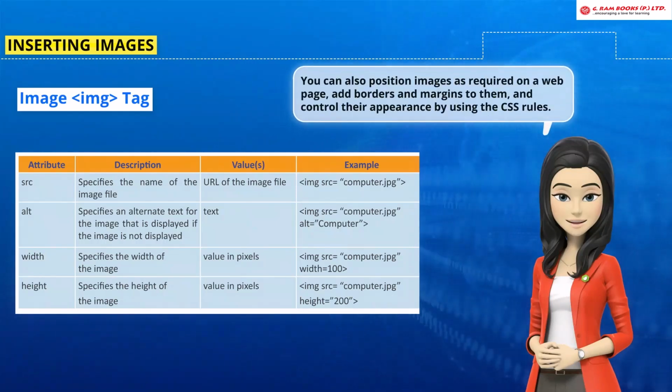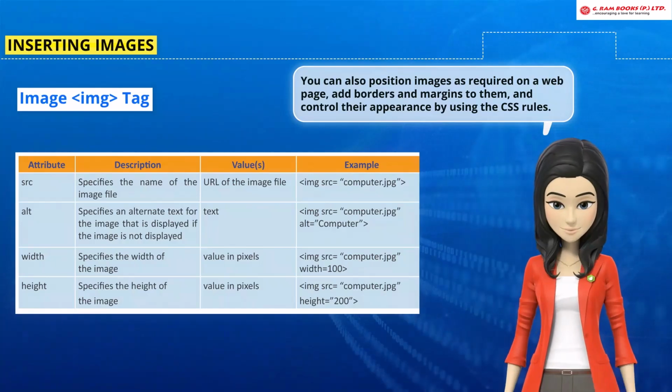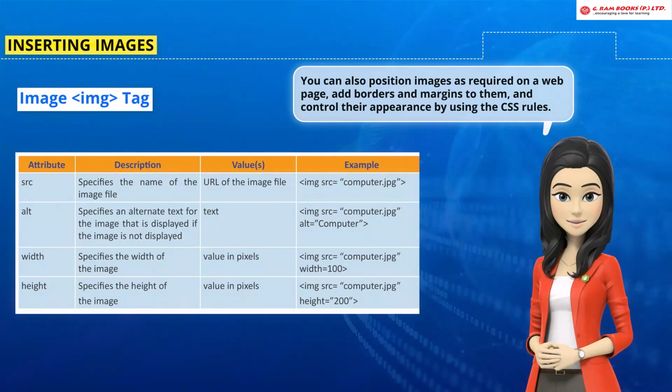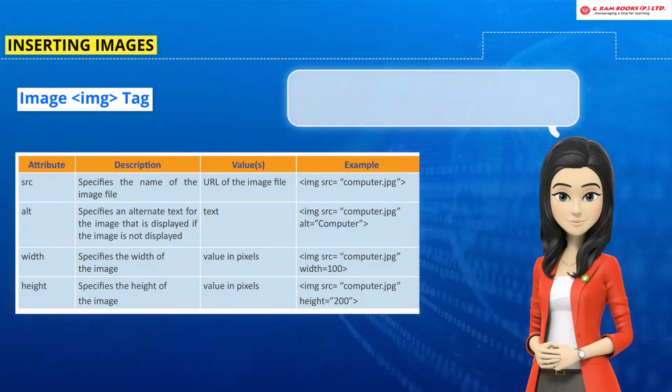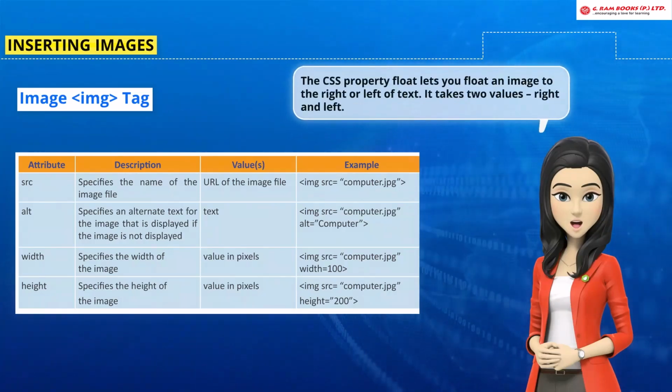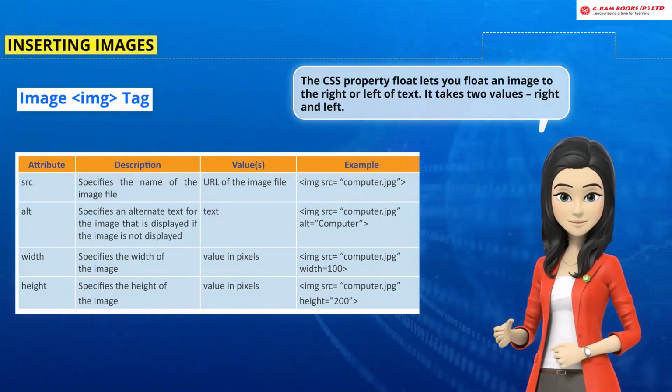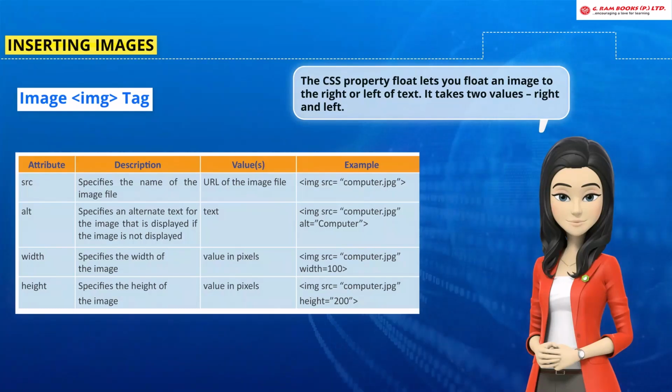You can also position images as required on a web page, add borders and margins to them, and control their appearance by using the CSS rules. The CSS property float lets you float an image to the right or left of text. It takes two values, right and left.